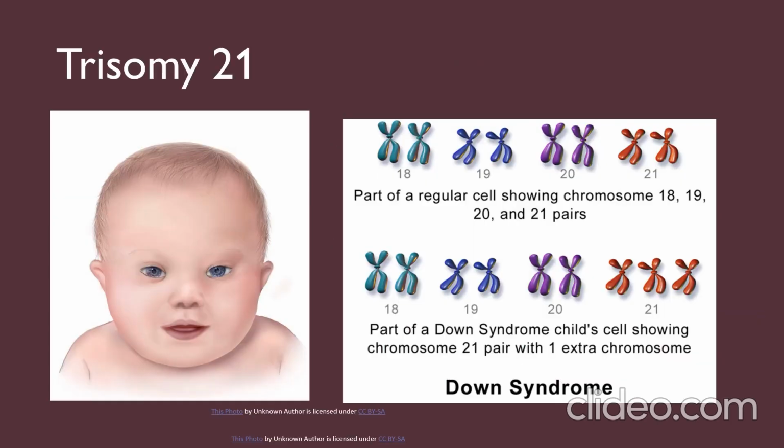This is trisomy 21. So, the picture of this child, no, pare-pareho sila, so they have similar facial features. So, this is also called Down syndrome. So, what happens here? Part of a Down syndrome child's cell showing chromosome 21 pair with one extra chromosome. This is on pair 21, ano? So, dapat dalawa lang siya. And then, nadagdagan siya ng isa.